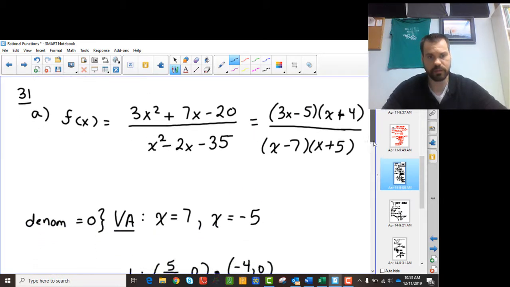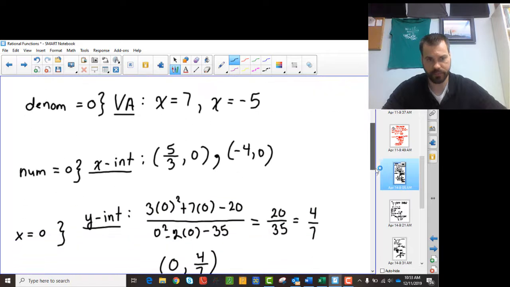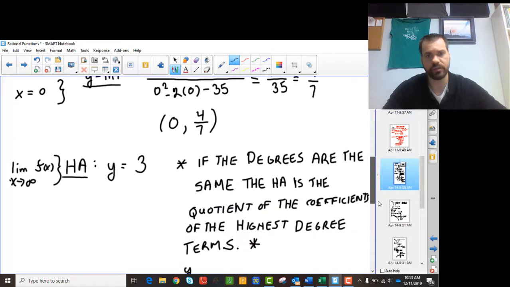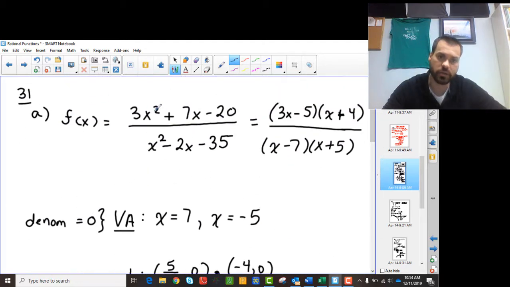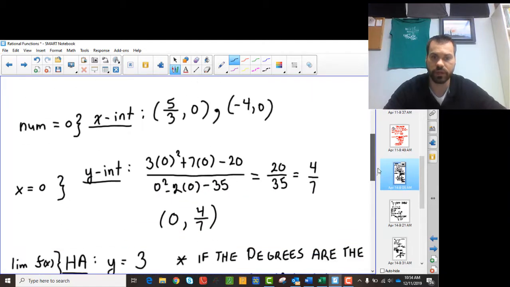By horizontal asymptote, here's how you find a horizontal asymptote. If the degrees are the same, then the horizontal asymptote is the quotient of the coefficients of the highest degree terms. And you might be saying, what does that mean? What you look at is just the degree is the same. They're both x squared. That's the highest degree. So the asymptote is 3 divided by 1. You ignore all this stuff, and you just look at the coefficient here. And it's 3 over 1. So the horizontal asymptote is 3.